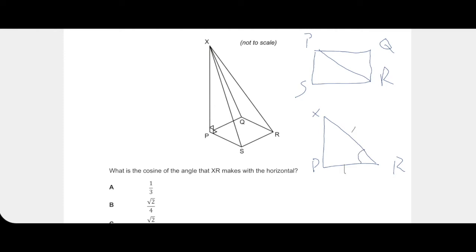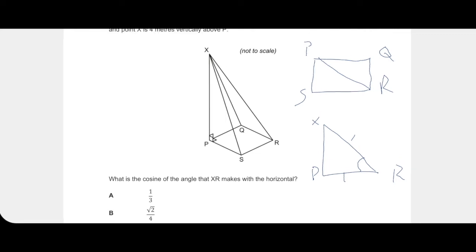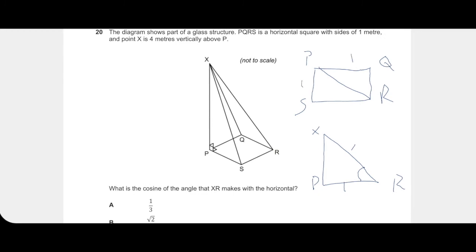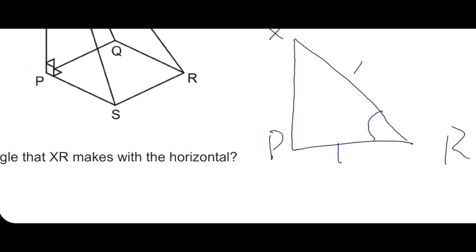The question wants us to work out what this angle is, and we need to know what this and this is. And in order to work out what PR is, we need to use PQRS. So let's start with that. So we know that each of these sides is equal to 1, and we want to work out what this diagonal is. So we use Pythagoras' theorem. So the square root of 1 squared plus 1 squared is equal to root 2, which is equal to PR. So PR is equal to root 2. Let's fill that in over here.